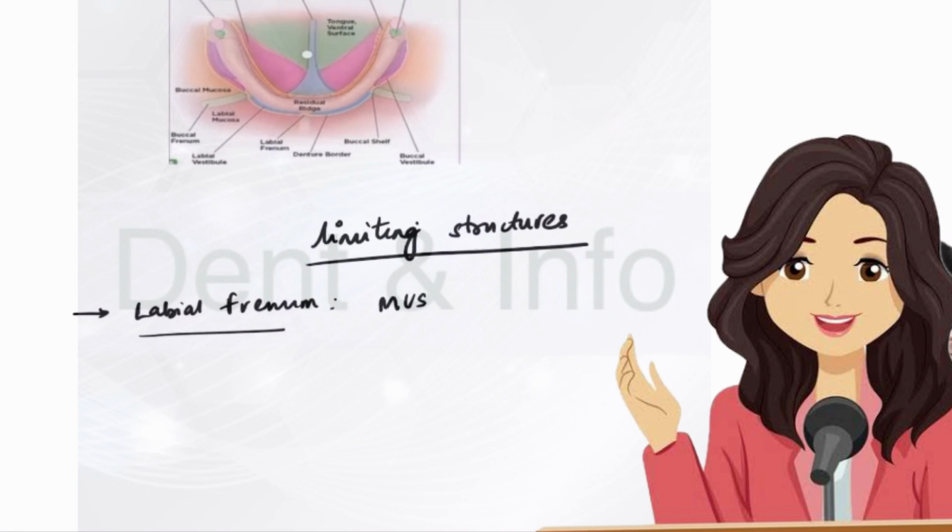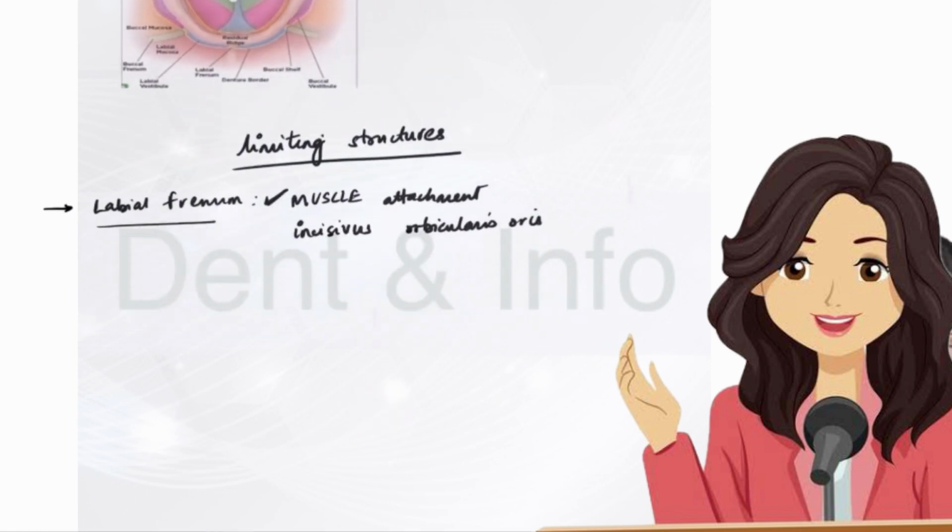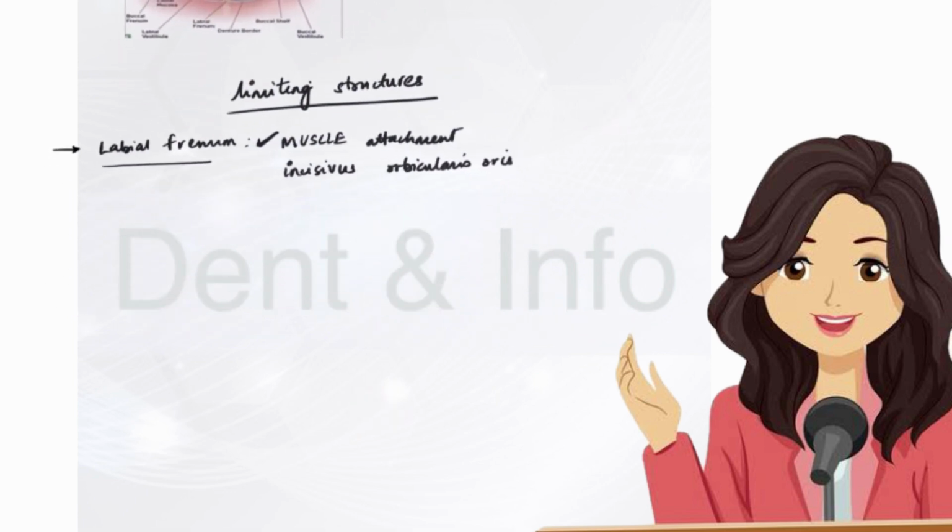Labial frenum in the mandible has muscle attachment. When you have a muscular attachment, you need a wider relief for it. The muscle attachments that are there are mainly incisivus and orbicularis oris. Mentalis will also affect this area, which is the reason why you need to mold it very nicely when you're doing your border molding procedures, right? So mentalis is also important.